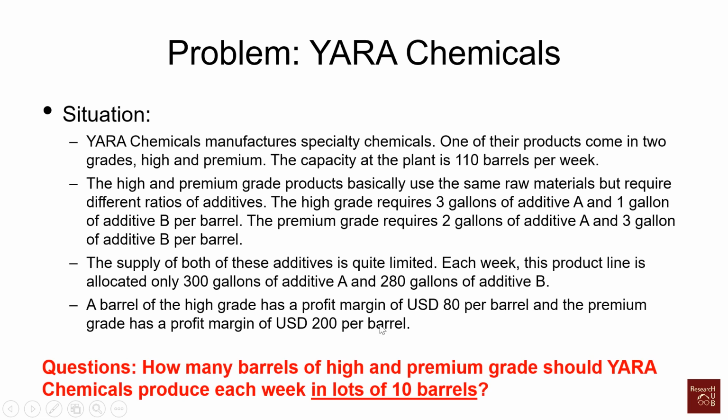But now we say that we produce only in lots of 10 barrels. Okay? So we produce 10, 20, 30, 40, so lots of 10. We cannot produce 1, 2, 3 units. So we produce either 0, or 10, 20, 30. So always increasing or decreasing in 10 barrels. So how can we solve this problem?